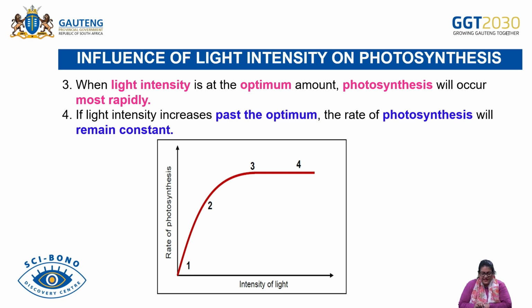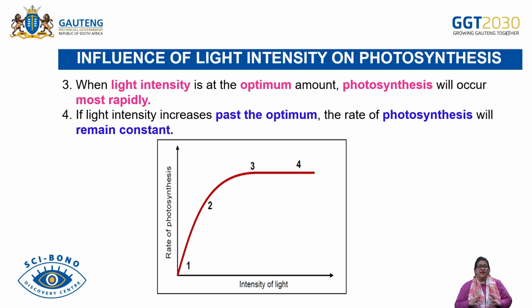When the light intensity is at its optimum, now we're not saying as it increases, when it's at the most suitable, that is 3, photosynthesis will occur most rapidly. So once the light intensity reaches the best level, that's when photosynthesis will be at its highest. So when light intensity is at its lowest, photosynthesis will be at its lowest.